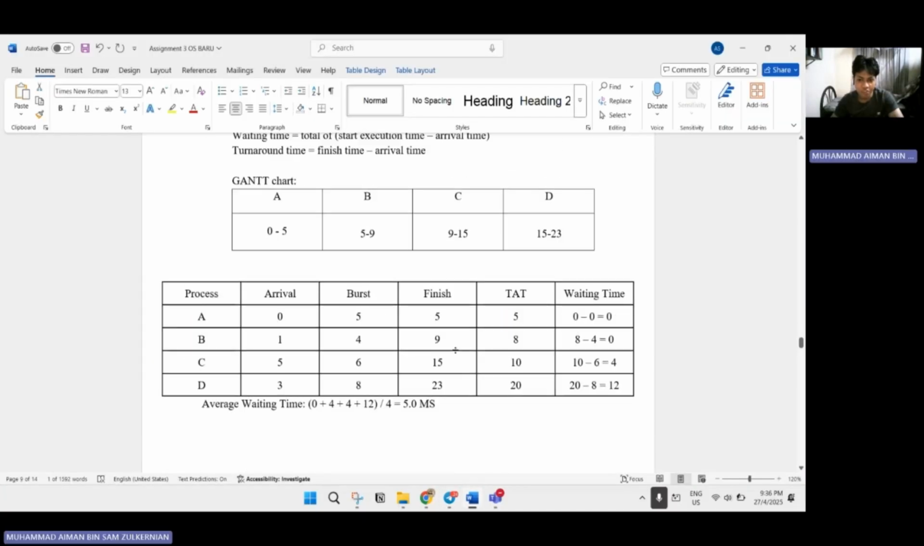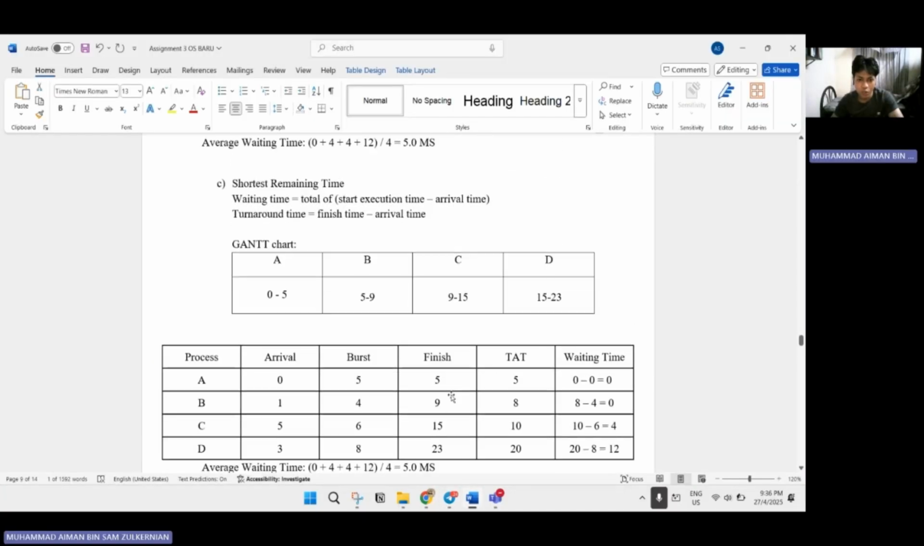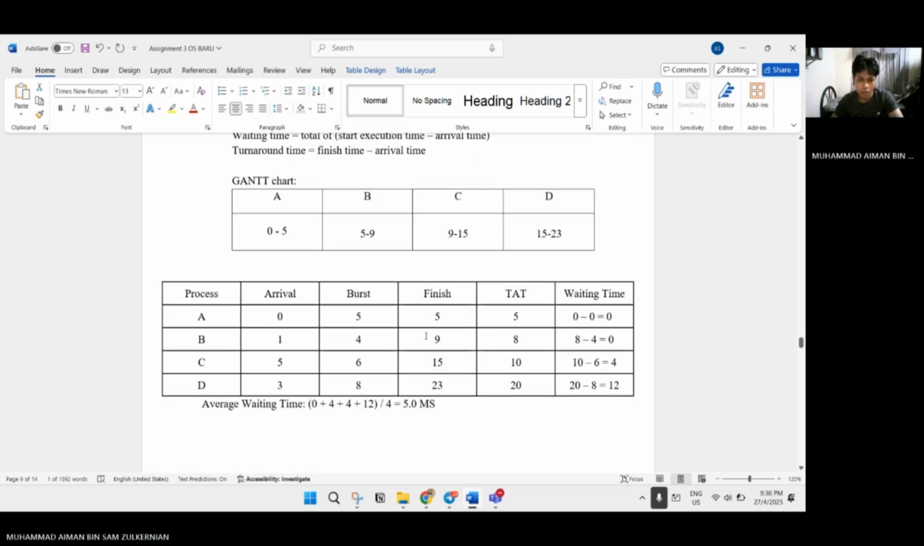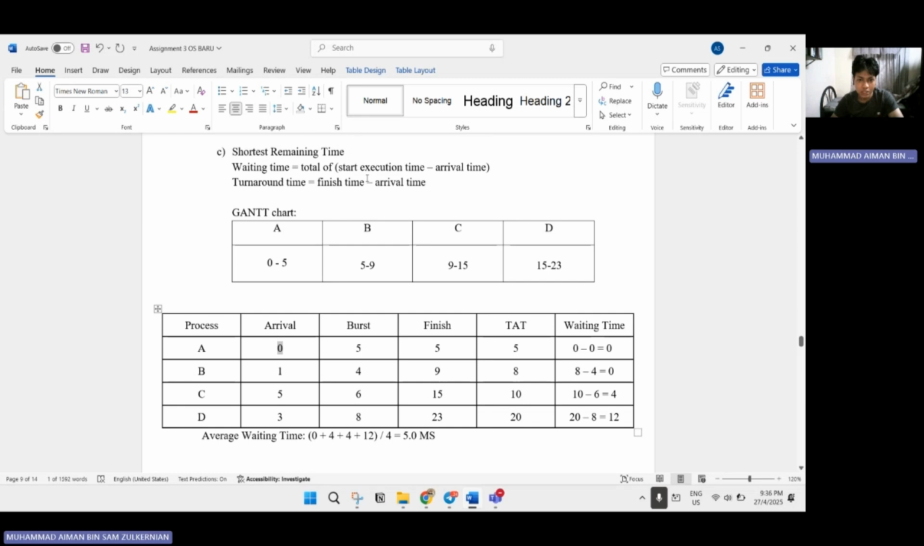So for process A, we want to calculate the waiting time. So it arrived at 0. So waiting time is equal to start minus arrival. So it starts with 0 minus the arrival 0, and we got 0 for the waiting time.